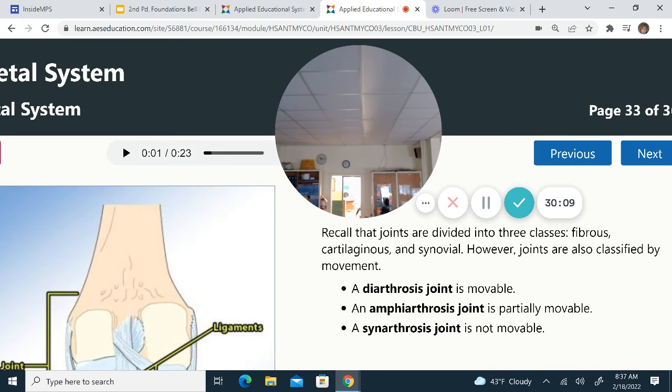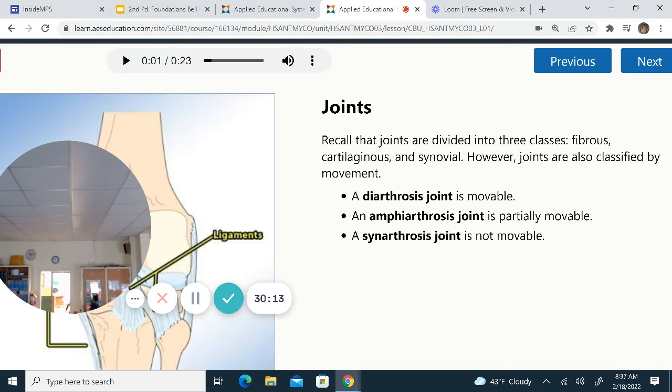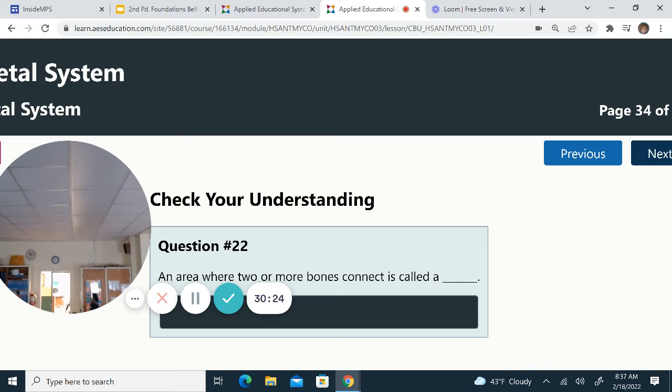Joints. We talked about joints a little bit already. So you got three classes. You got the diarthrosis joint that's movable. Amphiarthrosis is partially movable, and then you got synarthrosis, which is not movable at all. The area where two or more bones connect is called a what? So you got a joint.